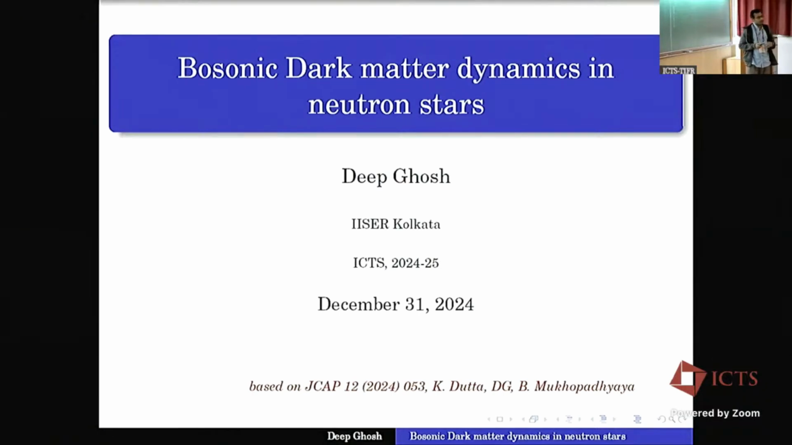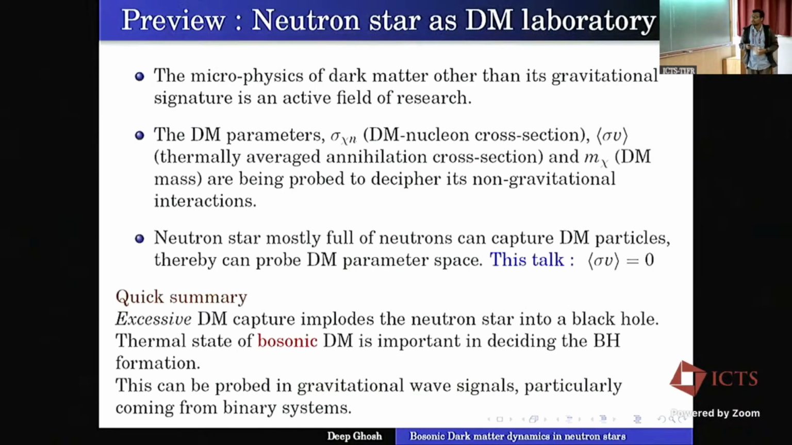So what we know in BSM physics, which is the burning question, is the question of dark matter and what its microphysics is, mainly its connection to standard model particles. To address those questions, there are several classes of experiments, like direct detection experiments and indirect detection experiments. In direct detection experiments, we can probe the DM-nucleon cross section, whereas in indirect detection experiments, we can probe the thermally averaged annihilation cross section. But unfortunately, we do not have a positive result till now.